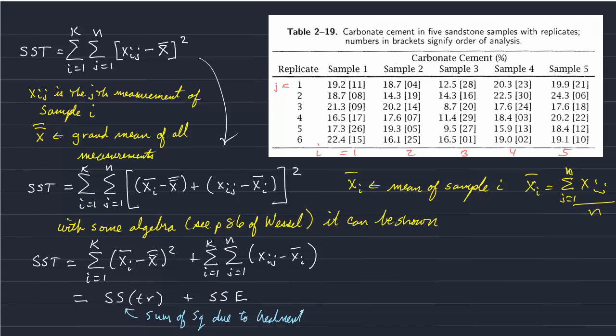The word treatment comes, well, these different quantities have lots of different abbreviations and have a long history. And this term treatment comes from agricultural applications, which is where analysis of variance really first started being used heavily. But in this case, our treatment is we're just simply taking different samples.